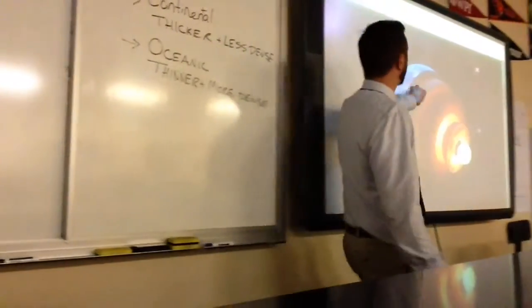Right underneath this little thin layer you can see here is called the Asthenosphere. So that's the next one we're going to get down.